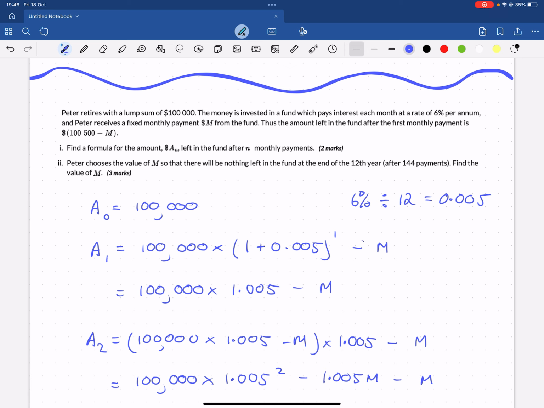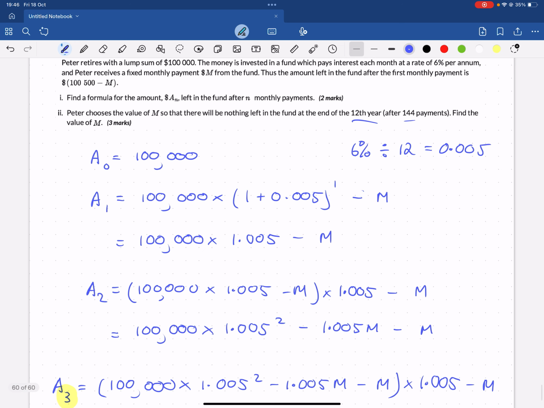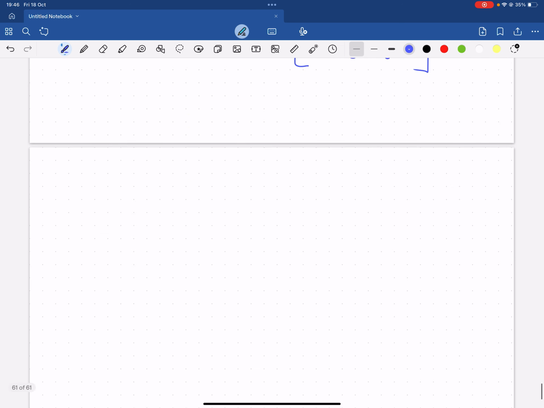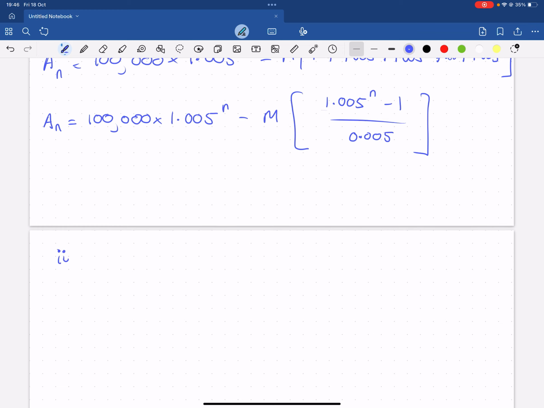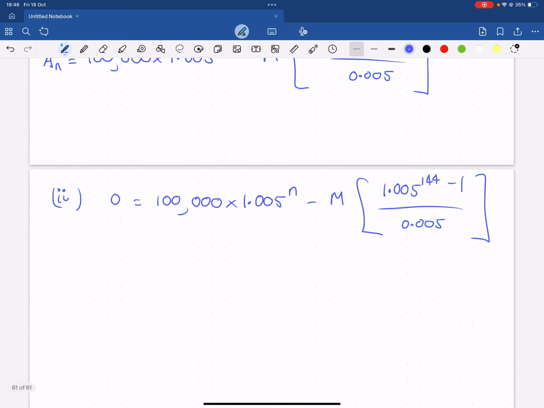We want to know, Peter chooses a value of M so there'll be nothing left in the fund at the end of the 12th year, which is 144 repayments. So, in other words, we are setting the value of n to be 144, and the value of A_n to be 0. So 0 equals 100,000 times by 1.005 to the n, minus M outside of, now it's 144 repayments. Right, and we're just going to solve that equation, so let's have a go.